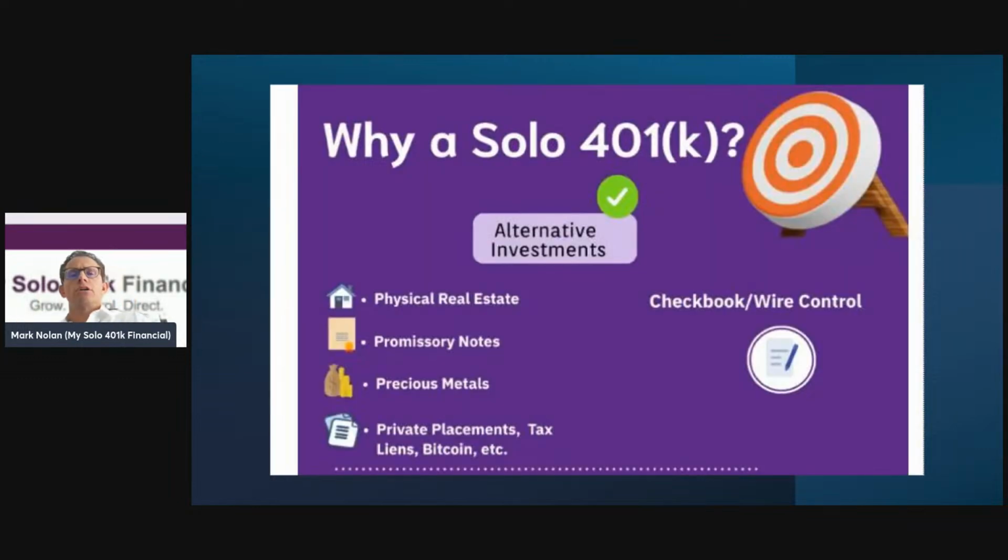So a self-directed solo 401k puts you in control because you can invest not only in alternative investments by writing a check or by wire, but also traditional investments like equities.